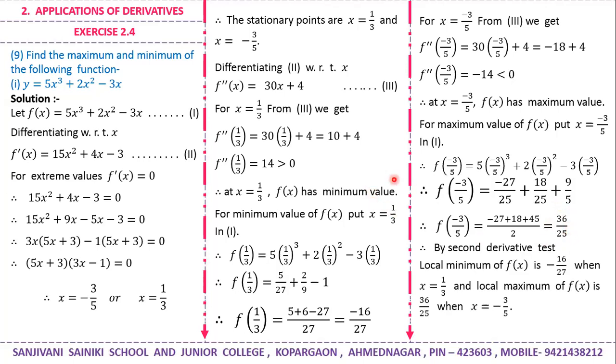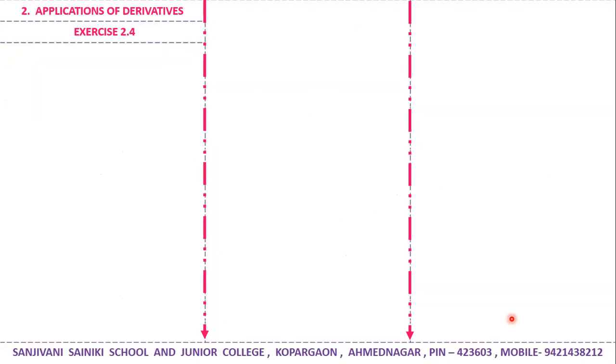So by the second derivative test, the local minimum for f of x is minus 16 by 27 and it occurs at the point x is equal to 1 upon 3. And the local maximum of f of x is 36 upon 25 at the point x is equal to minus 3 by 5. So these are the maxima and minima, that is, the extreme values of the function.